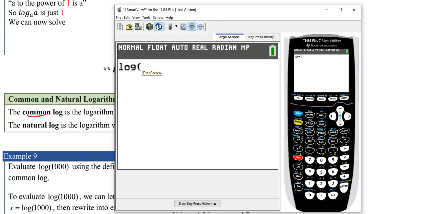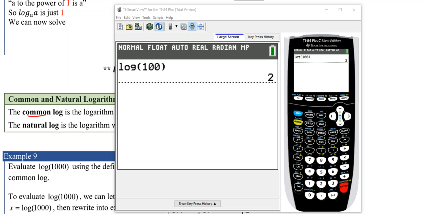So log base 10 of, let's say, 100, if I type that in. This would really be saying 10 to the power of what is 100. So what are you expecting to get as an answer? Well, 2, right? Because 10 squared is 100. Okay, so log of 100 is 2.